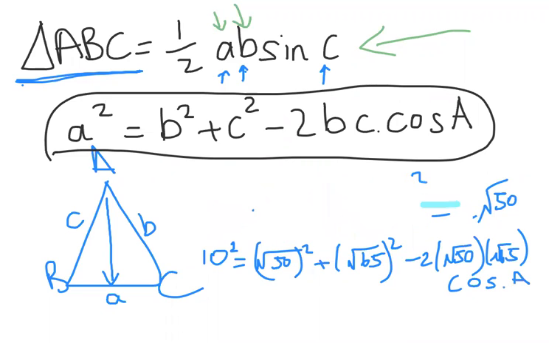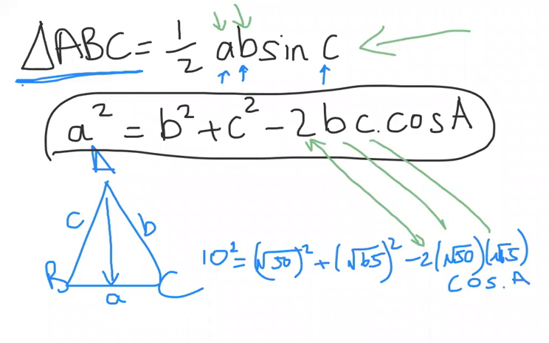Let me just remove this. So now you have a big equation which gives you 10 squared equals, and this is just the two other sides, the square root 50 and the square root 65. I've just substituted in here, minus this 2. So this 2 and this 2 are the same. And then I just use the same two angles again, B and C.